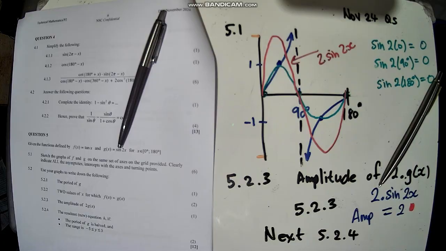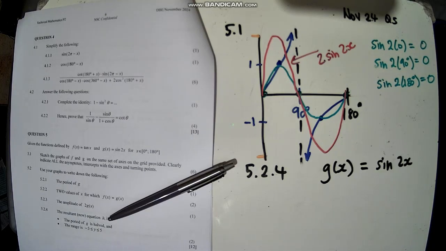Next is question 524. Now these questions in 524 can be difficult to understand, right? These seem difficult. Please listen carefully. Notice they say the resultant new equation h. Now there's no h there in that diagram, okay? We only had g and f, okay? And what is the equation of g? So g is the one on the screen. G of x is equal to sine 2x. Now they're asking the graph of h. Which one is the graph of h?